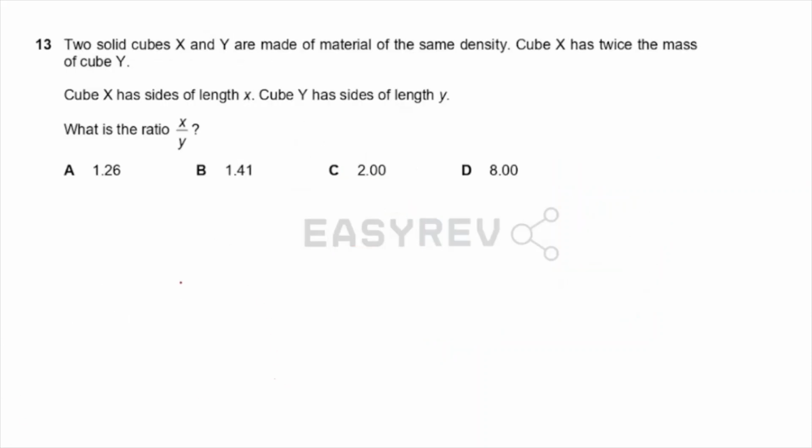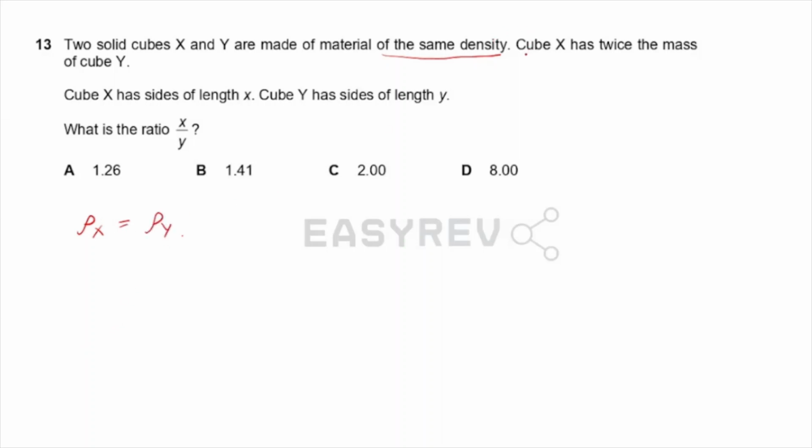Here we have the next question. Two solid cubes X and Y are made of material of the same density. Cube X has twice the mass of cube Y, cube X has sides of length x, and cube Y has sides of length y. What is the ratio x over y? So here it's a matter of relating both solid cubes X and Y with the fact that they have the same density. So that would look something like this. Density of X equals density of Y.